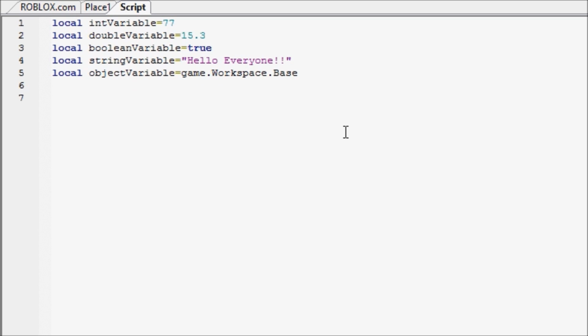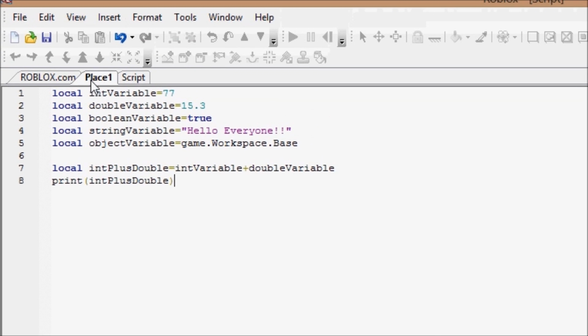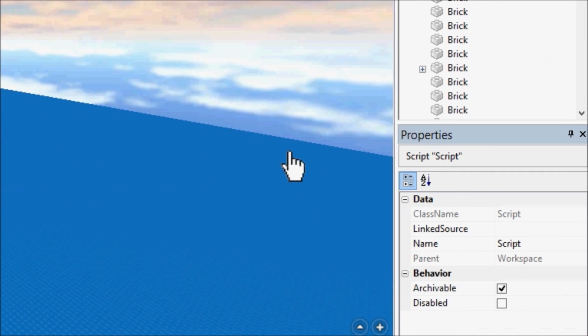It's very basic math. So we're going to make local int plus double equals int variable plus double variable. Simple, right? And just so that we can see what it is, we're going to print int plus double. And remember, we have to use print like a function in order for it to really work. So we'll go to place one, click play.